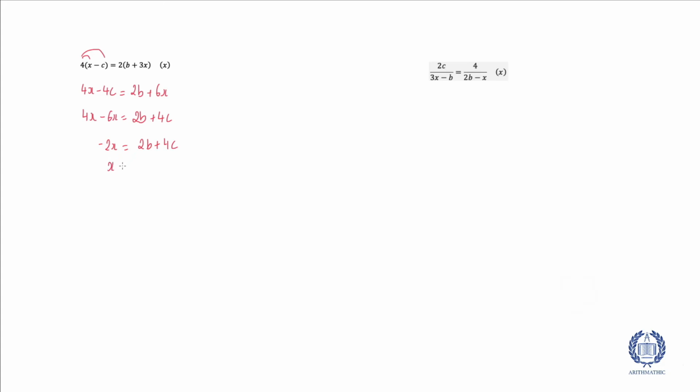Right? Now, because I want x by itself, I'm going to divide all of this by minus 2, because the minus 2 needs to be gone. So really, we can simplify this if we want. So we can do 2 divided by minus 2, which is minus 1. So that gives us minus b plus, not plus, 4c divided by minus 2, which is minus 2c. So that would be your answer, essentially.